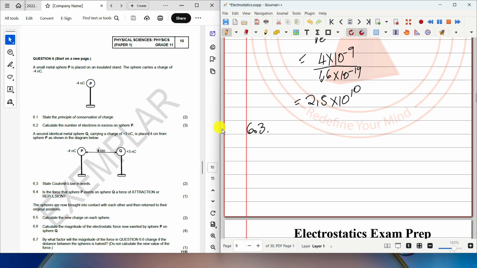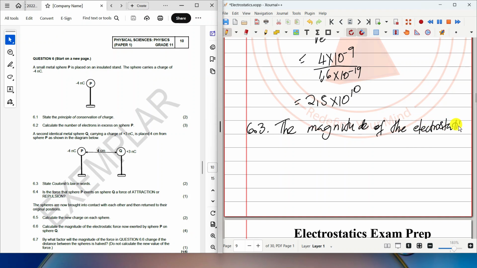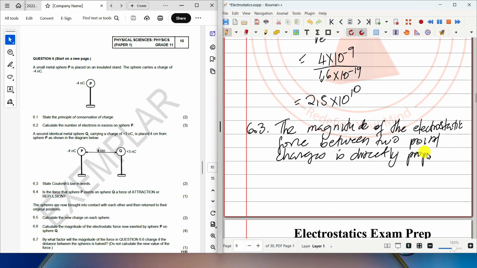Coulomb's law, in 6.3, says the magnitude of the electrostatic force between 2 point charges is directly proportional to the product of the magnitude of the charges.